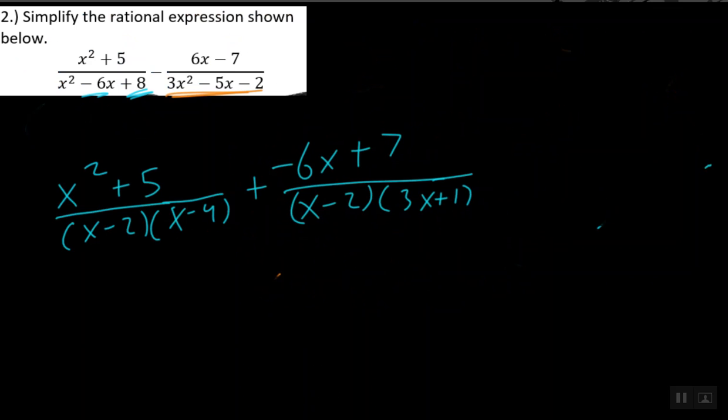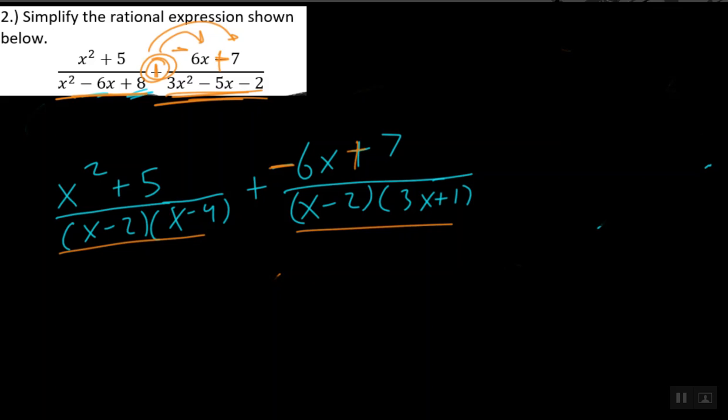Okay, now you're going to notice that I did one thing here. After factoring this and factoring that, both denominators, and getting this and getting that, the other thing I did was I took my negative right here, I made it a positive, and I distributed that negative to both terms. So my positive 6x became a negative 6x, and my negative 7 became a positive 7, which you can see, those two signs right there.